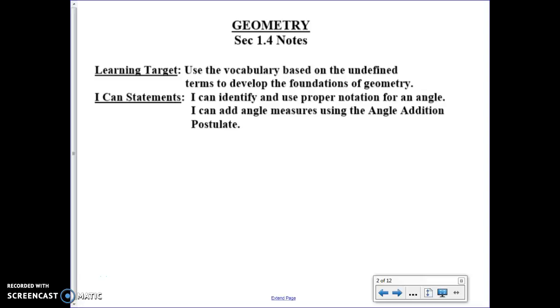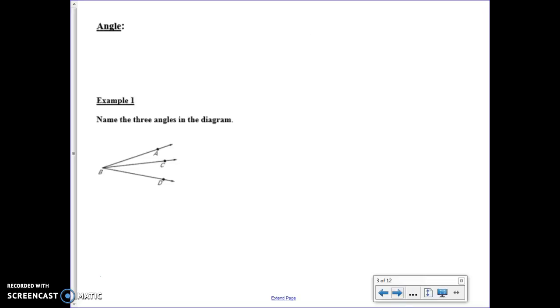Hey guys, today we are getting into the angle addition postulate. Remember that we talked about the segment addition postulate a few days ago, where we add up two smaller pieces of a segment and get the total length of the larger segment. The angle addition postulate is going to work very similarly.